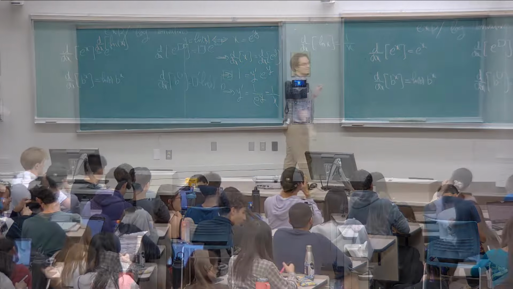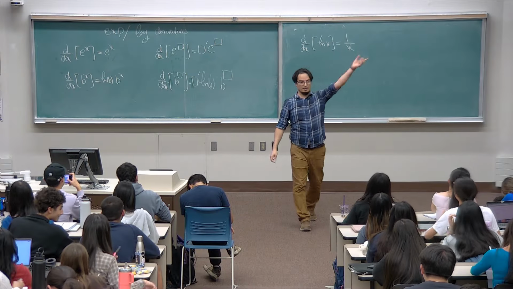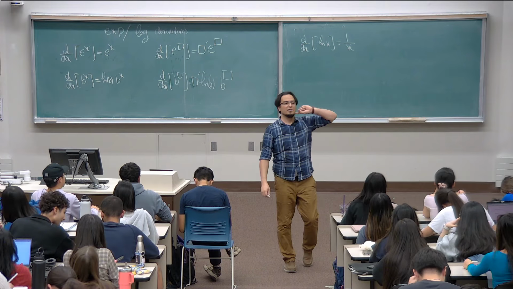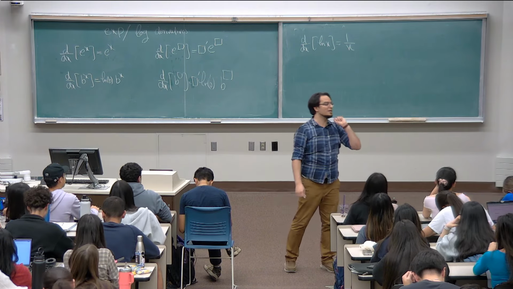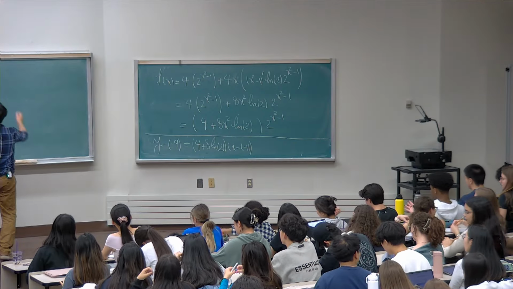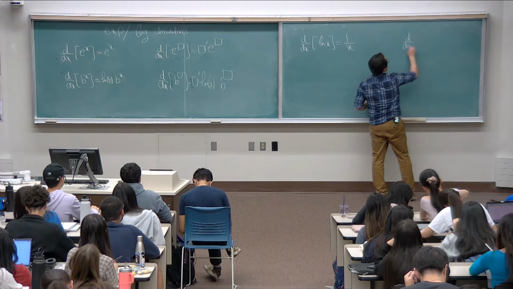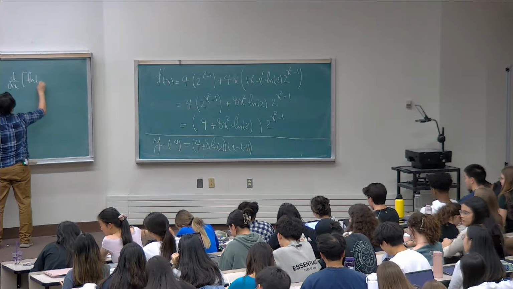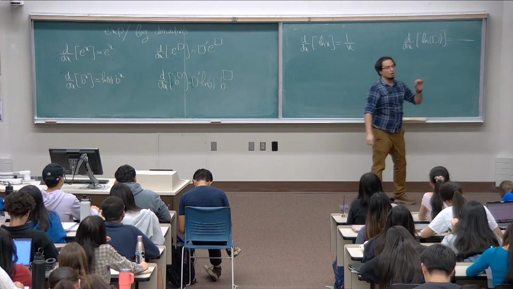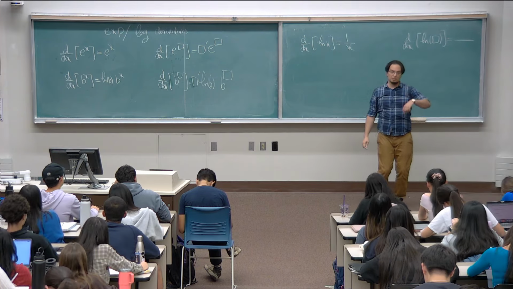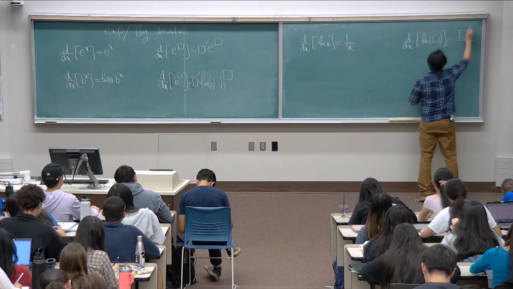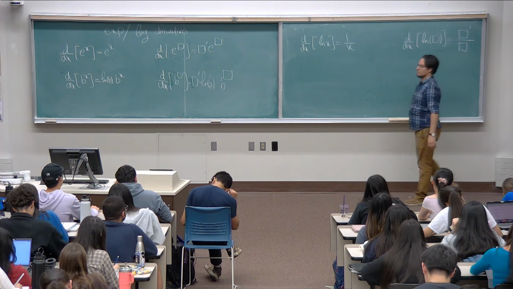Derivative of ln x is 1 over x. If I want to write the chain rule version of that, I'm writing it in terms of box. It will be box prime times 1 over box, or in other words, box prime over box.